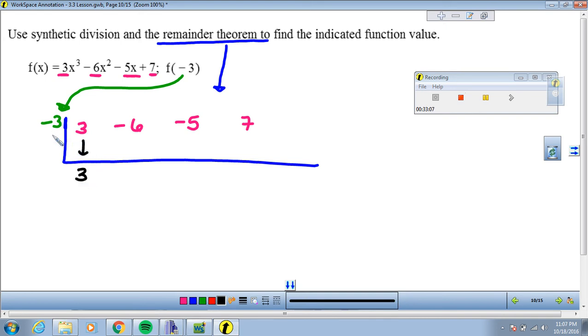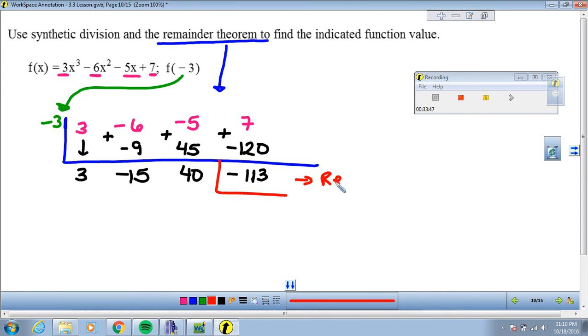You bring down the 3. Negative 3 on the outside times the 3 that you brought down is negative 9, and then you're adding these numbers, remember, all the time. So it's going to be negative 15. Negative 3 times the negative 15 is a positive 45. Then you add this 2t, so you get a positive 40. Negative 3 times 40 is negative 120. And then you add this 7, and you get negative 113. So again, the last thing is always my remainder.